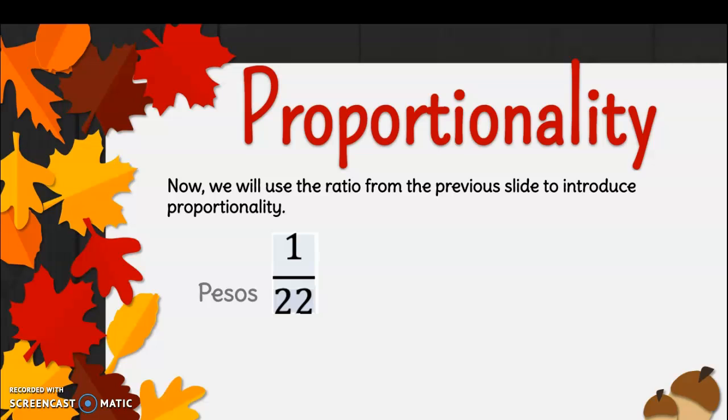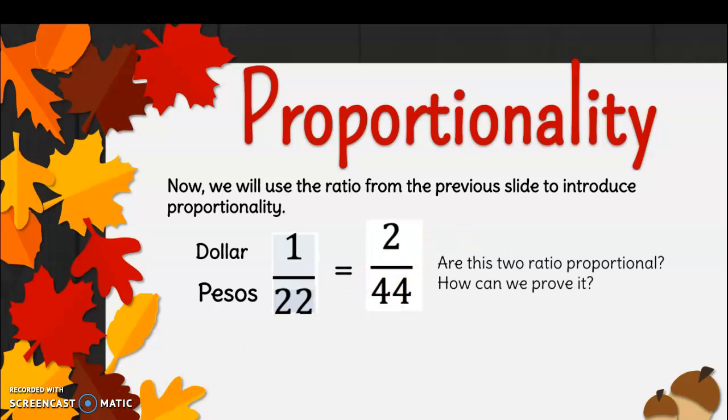Okay, proportionality. Now we will use the ratio from the previous slide to introduce proportionality. So from the previous slide, we know that $1 is equivalent to 22 pesos. That's the rate or the ratio. So therefore, if we have $2, that means we would end up getting 44 pesos. And the question is, are these two ratios proportional? And if they are, how can we prove it?